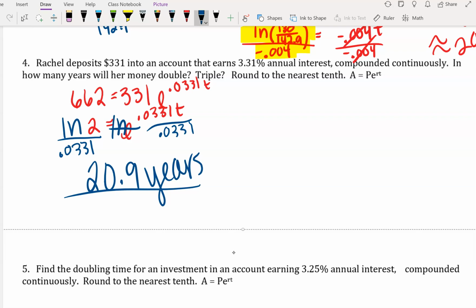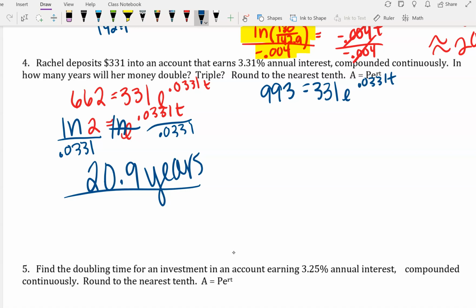993 is how much money we'd want in there. So 993 equals 331 e to the 0.0331 t. But the first thing I'm going to do is divide by 331. Since 993 is 3 times 331, this is just going to be 3 equals e to the 0.0331 t. So we didn't even really need to know what the principal value was or anything, because if we want something to triple, we just put 3 here. If we want something to double, we just put 2 there. If we want something to quadruple, we put 4 there.